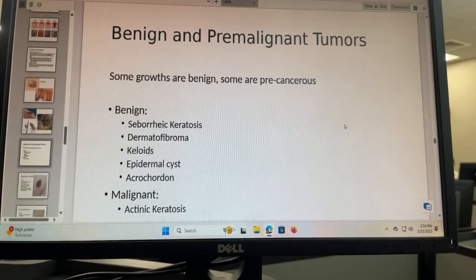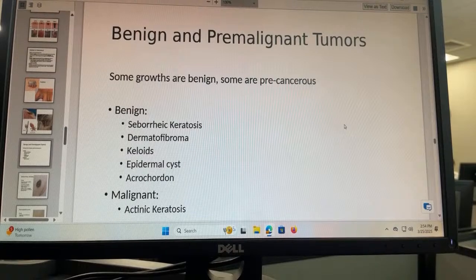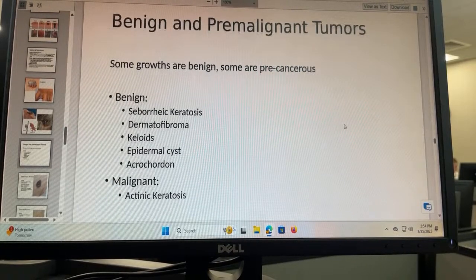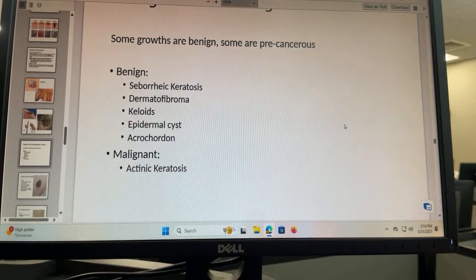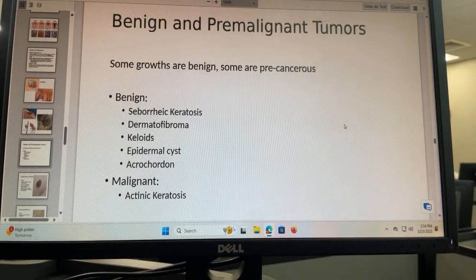Okay, so benign and premalignant tumors. There are certain growths that develop on the skin, and some are completely fine. They're benign. They're more of a cosmetic issue, and some are actually precancerous. So here is the list from the book of the ones that are benign and the ones that are malignant. Really the only one that's precancerous is the actinic keratosis. The rest of them are just cosmetic issues that don't look great, but they're not worrisome for cancer.